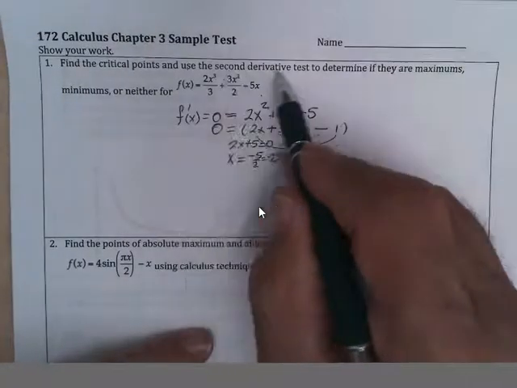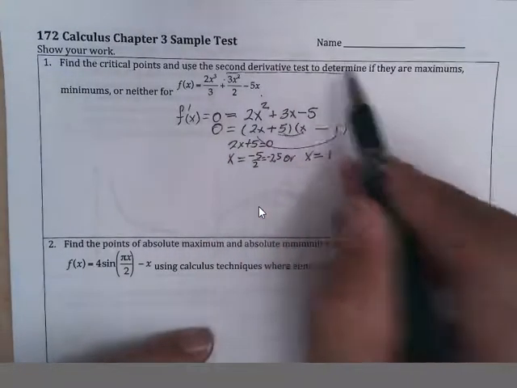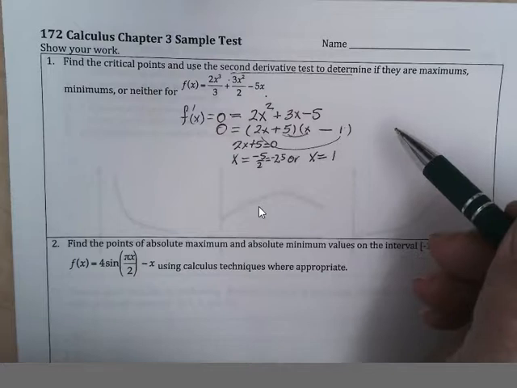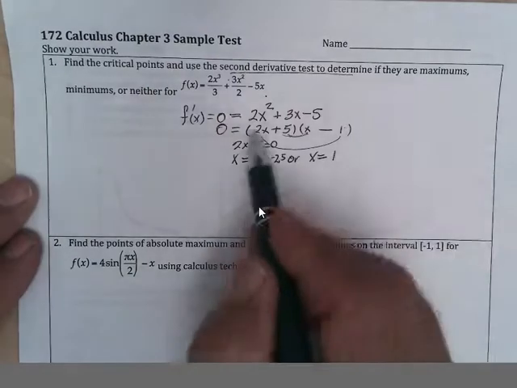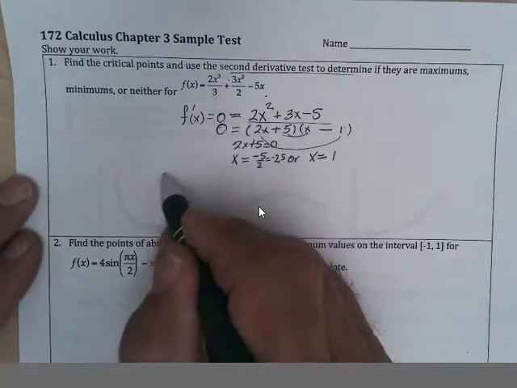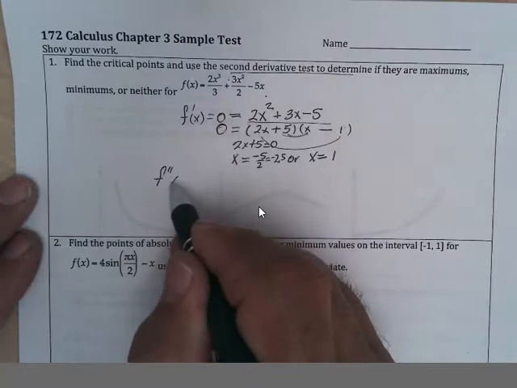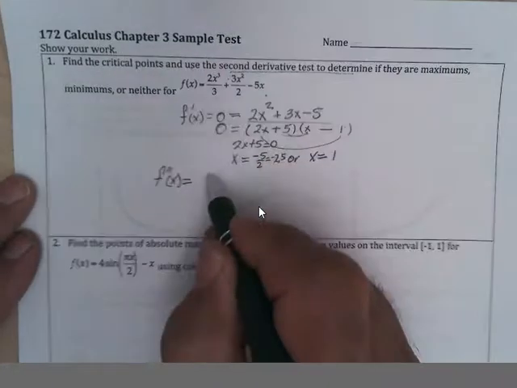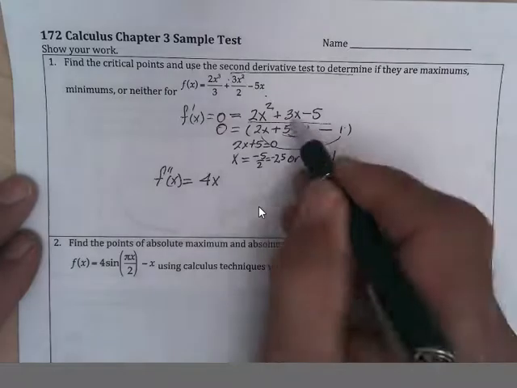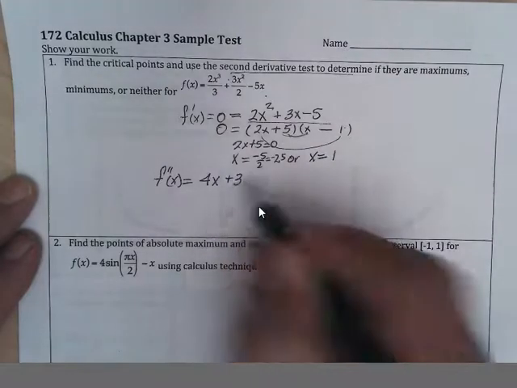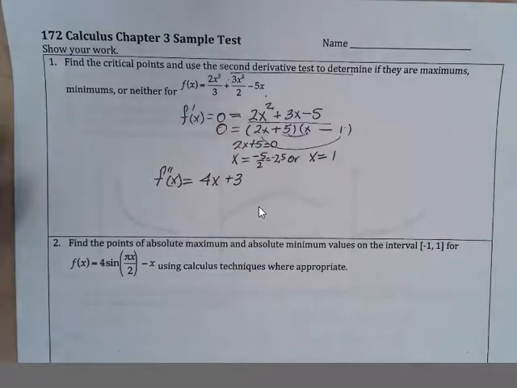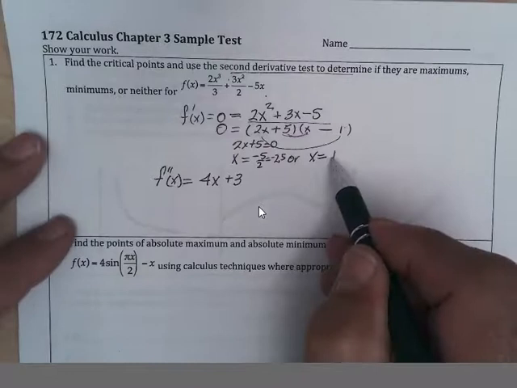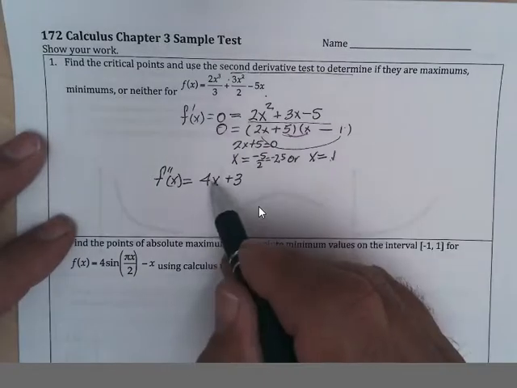And use the second derivative test. So I want you to actually do this. You got to show the test. So we got to take the second derivative of this. So f double prime of x would be 4x plus 3. And if I put 1 in there, I'll do that one first. If I put 1 in there, I get 4.